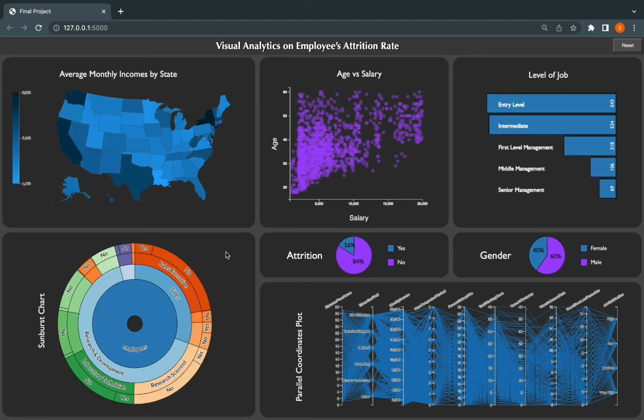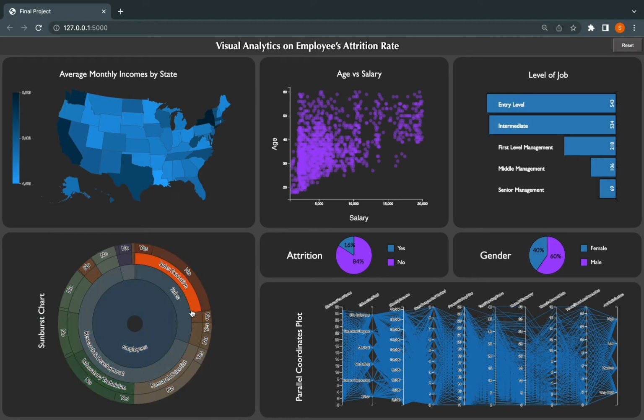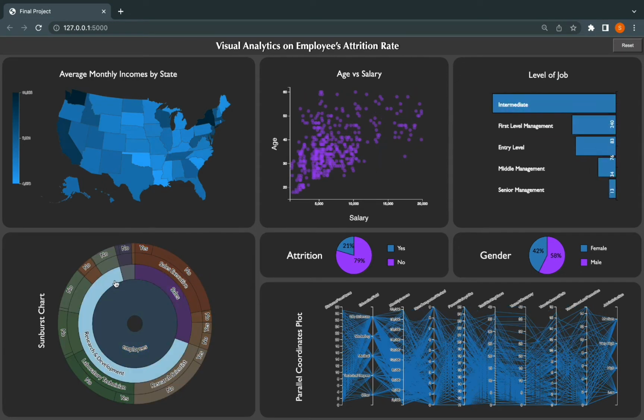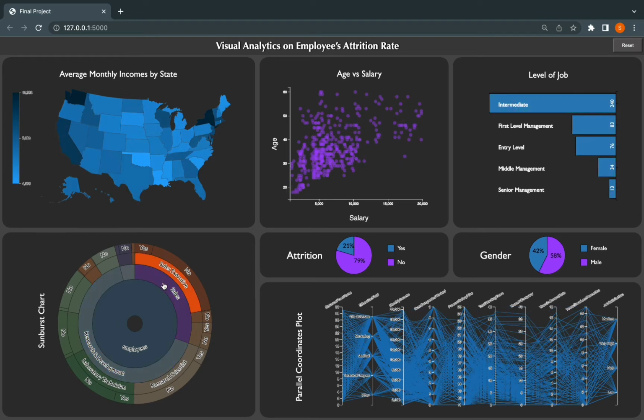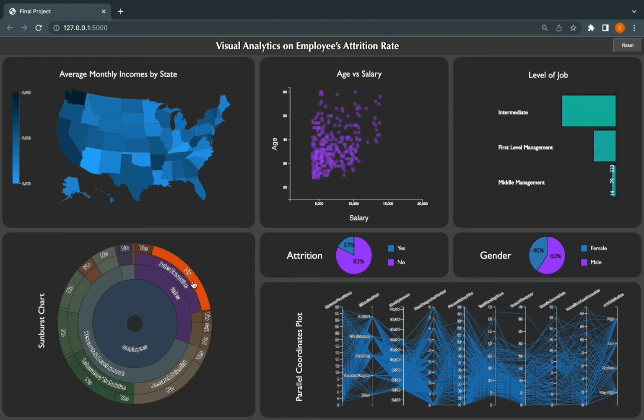So coming to the sunburst chart, we have constructed this using the hierarchical data. The first level represents the department. The second level represents the sub-department in that particular department. And the third level represents the attrition in that particular department. So we can select any of these to check the insights for this particular department. And you can multi-select this as well.